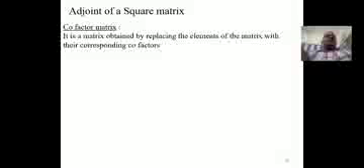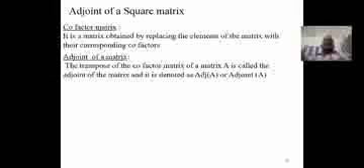The cofactor matrix is the matrix obtained by replacing the elements of A by their corresponding cofactors. So the cofactor matrix is a matrix obtained by replacing the elements of the matrix with the corresponding cofactors. Now the adjoint of a matrix is the transpose of the cofactor matrix. The transpose of the cofactor matrix of A is called the adjoint of the matrix and is denoted by adj A, ADJ of A.